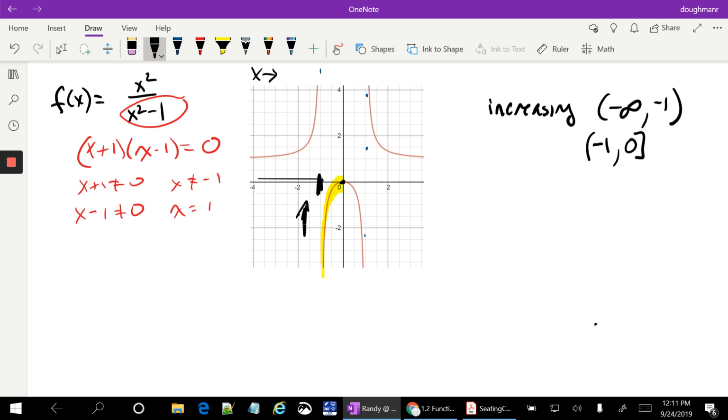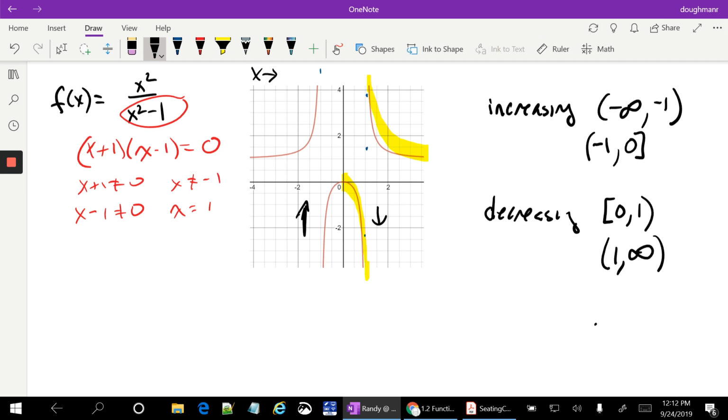All right. And then if I keep analyzing, you'll find that we go from 0 all the way, but not including 1. It's decreasing. My output is going down. So once again, the point 0 is on my graph, but 1 is not. So that's decreasing, and then continuing on, reading from left to right, I start at almost 1, but not including, and go all the way to positive infinity. So there.